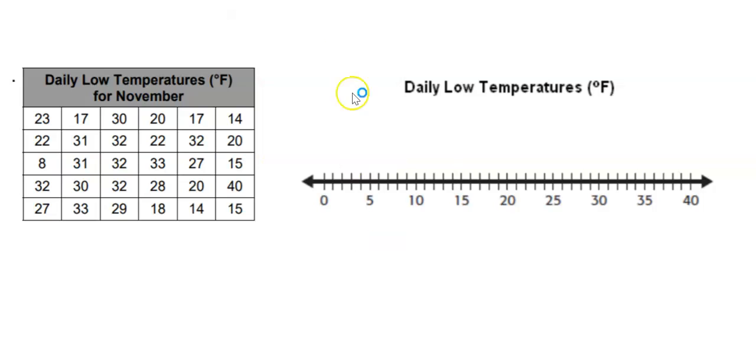Okay, so we are going to talk dot plots one more time. I'm going to put a dot on the number line everywhere where it's talking about the daily low temperatures for November. Then we're going to determine the mean, the median, the mode, the range. We're going to determine the shape of the data as well as outliers of the data. So the very first one is a 23. So I'm going to put a dot on 20, 21, 22, 23.